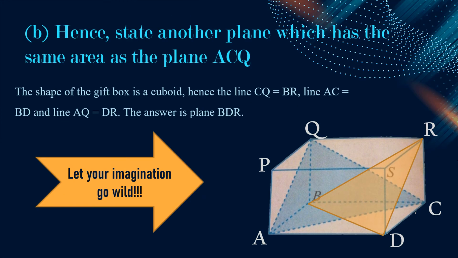So the next question is kind of easy. Take another plane which has the same area as the plane ACQ. Let your imagination just go wild. Okay? So the answer is, the shape of the gift box is a cuboid. Hence the line CQ equals BR, line AC equals BD, and line AQ equals DR. So the answer is automatically plane BDR. I've given you the example as you can see. If you don't understand, just put a comment there.